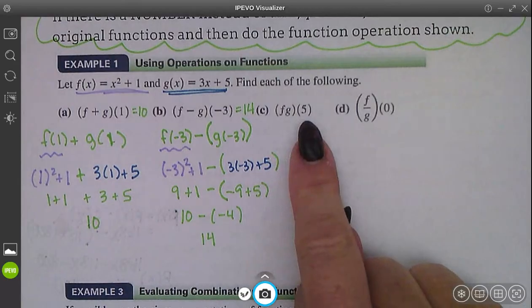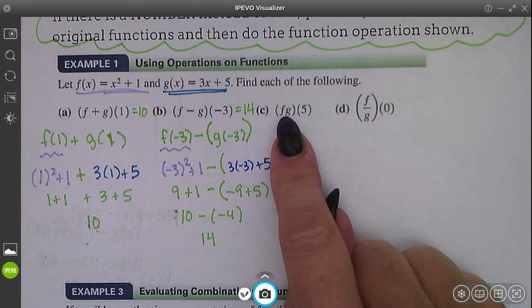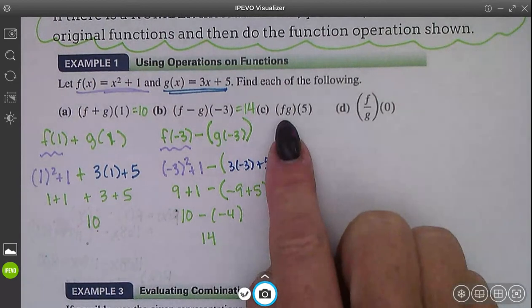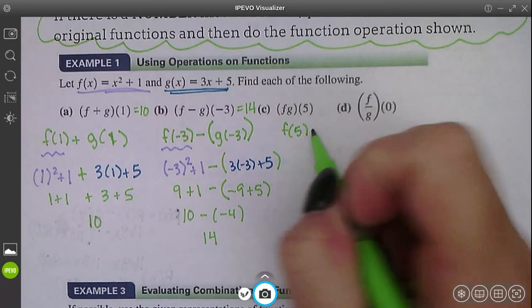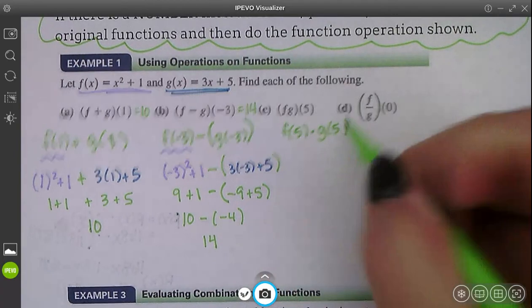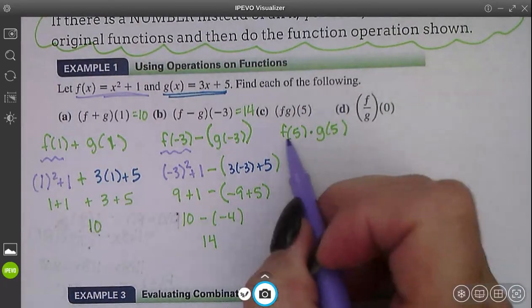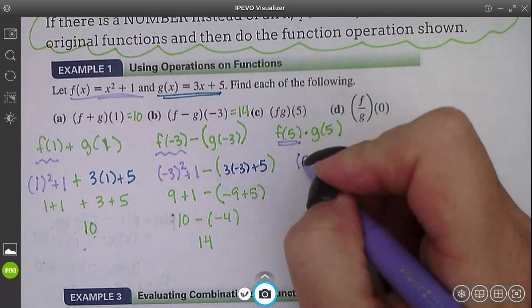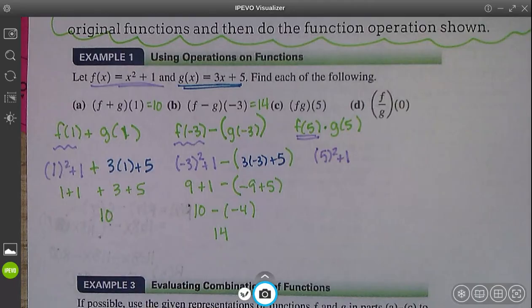f g of 5. Now this is written differently than it was on the previous page. You don't always have a dot in between to show multiplication, but those two sitting next to each other means that we are multiplying. So f g of 5 means that we're taking f of 5 times g of 5. For f of 5, remember you're going to be replacing 5 for the x in f of x. So that will be 5 squared plus 1. And then we're going to multiply that by g of 5.